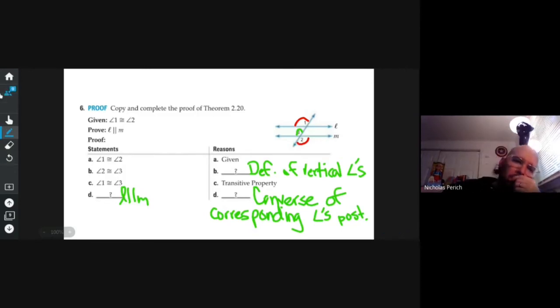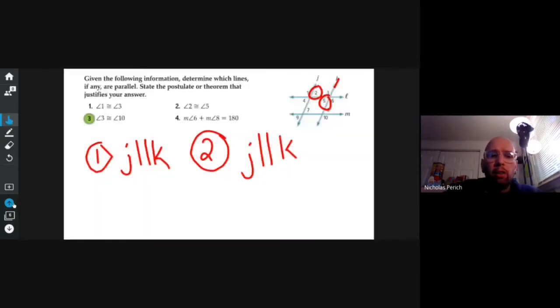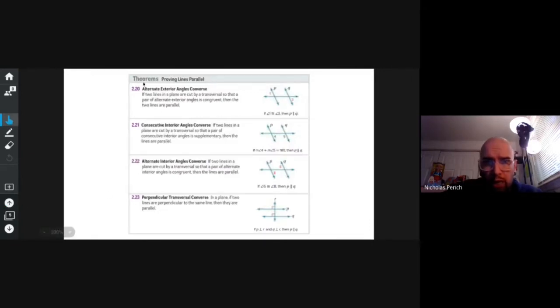I would look at this, and this would be a two-stepper. And here's why I would have this be a two-stepper. If 1 is congruent to 2, those are alternate exterior angles that are equal to each other. And according to the converse of the alternate exterior angle postulate, which is right here, if two lines in a plane are cut by a transversal so that a pair of alternate exterior angles are congruent, then the two lines are parallel. So if I was told that 1 and 3 are congruent, then P is parallel to Q.